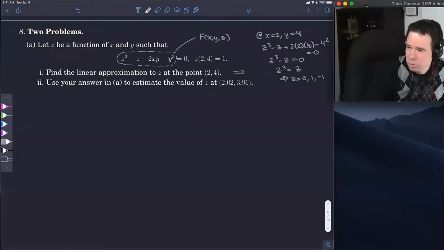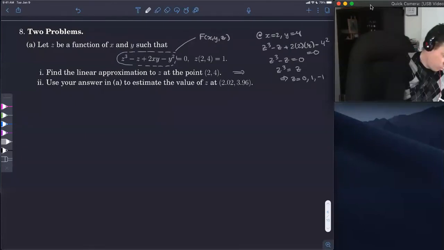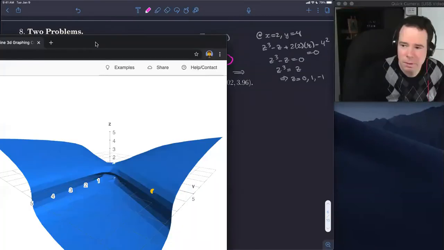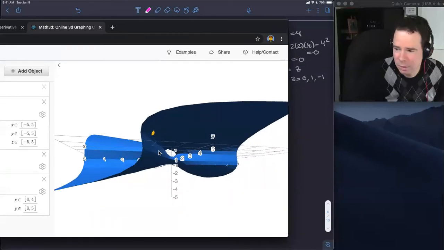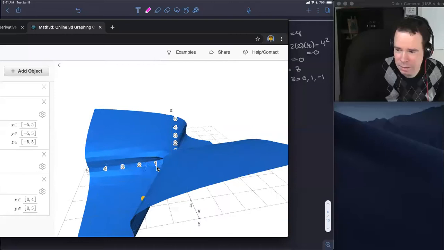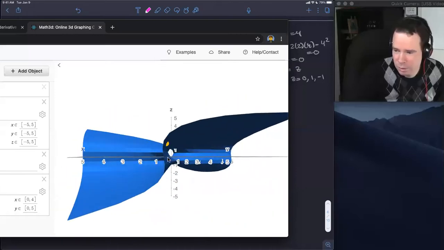Since those are all solutions, which one are we interested in? Well, that's where this extra bit of information tells us we want the z value corresponding to x equals 2 and y equals 4. I'm just going to bring across what the object looks like. This is the set of all x, y, z values that satisfy that equation, and you can see it folds in on itself.